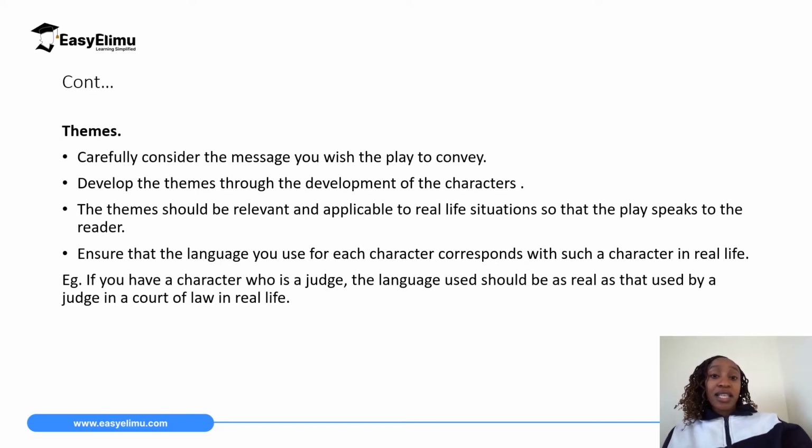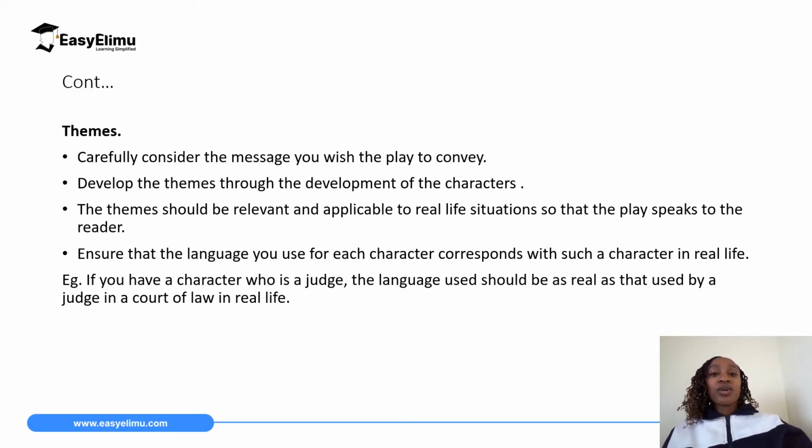And lastly, we have what we call themes. A theme is the message you want to convey in your play. A play can have one theme or many themes, depending on the author or the writer, the playwright. So, as you're preparing to write your play, carefully consider the message that you wish the play to convey. Develop the themes through the development of the characters.